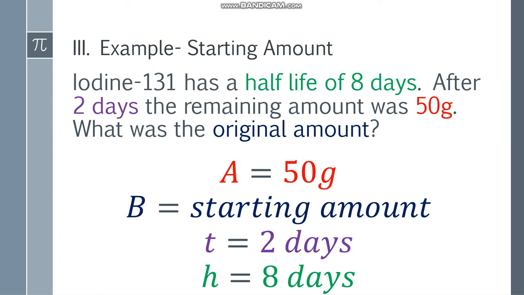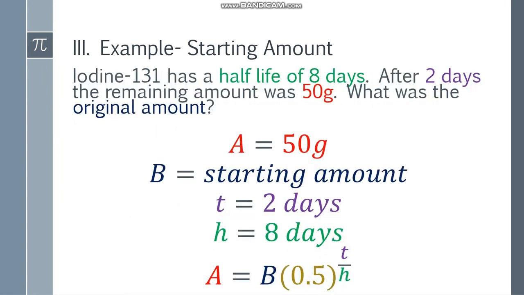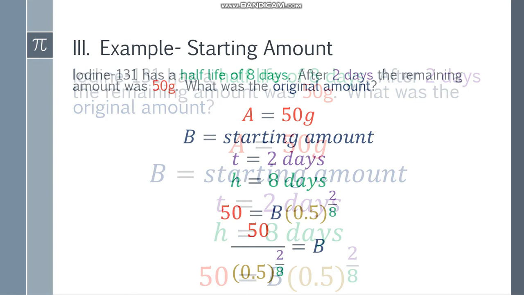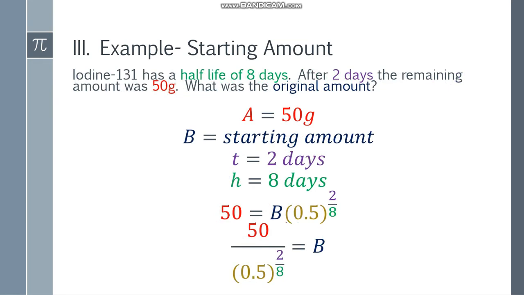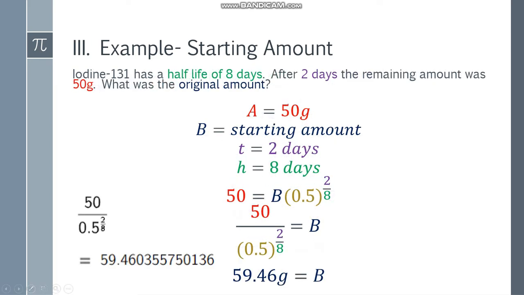Now, we are asked to find the original amount, or starting amount. So let's place the formula. A is equal to B times 0.5 to the exponent T over H. Substitute the values. We have 50 is equal to B times 0.5 to the 2 over 8. Now to find the value of B, just divide both sides by this one, and then put it in the calculator. You will get an answer of 59.46 something, or 59.46 grams. So after 2 days, the remaining amount was 50 grams. The original amount is 59.46 grams.